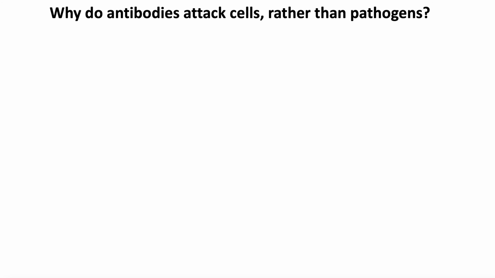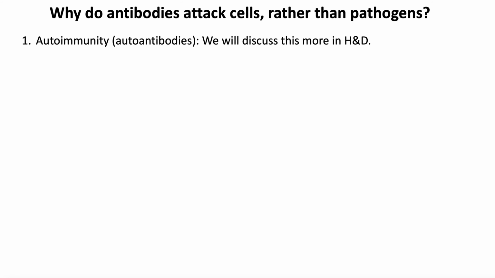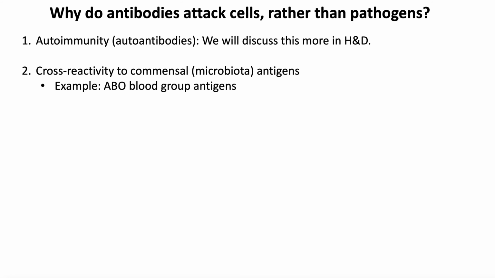Okay, so why do antibodies attack cells rather than pathogens? Well, one key mechanism is autoimmunity, or the formation of autoantibodies. But this isn't something that we're going to talk much about today, and we will discuss this much more in host and defense. On the other hand, many antibodies are cross-reactive to commensal or microbiota antigens. An example of this are the ABO blood group antigens.